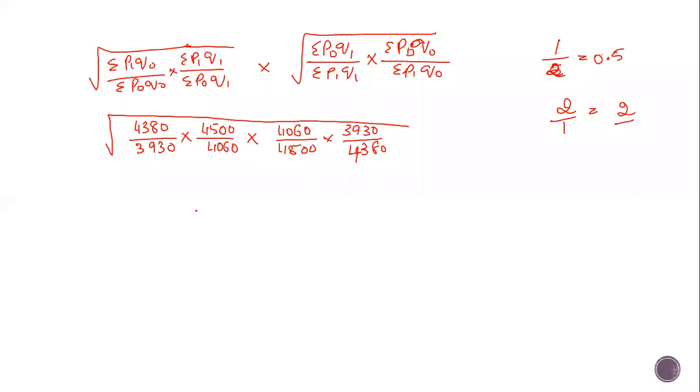If you do further, what you can do, you can directly cancel it. So 3930, 3930. 4380, 4380, 4060, 4060, 4500, 4500. So it is nothing but equal to 1. So FTRT satisfies the Fisher index method. Okay, so try to work out the Laspeyres index in this. We'll see what answer you get.